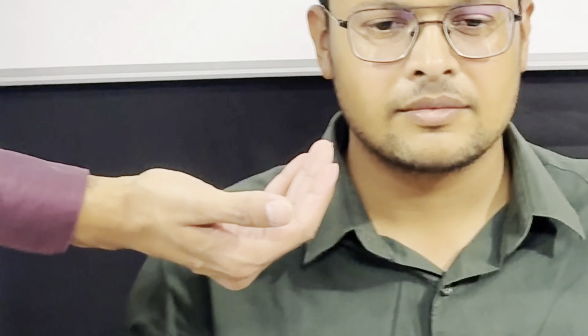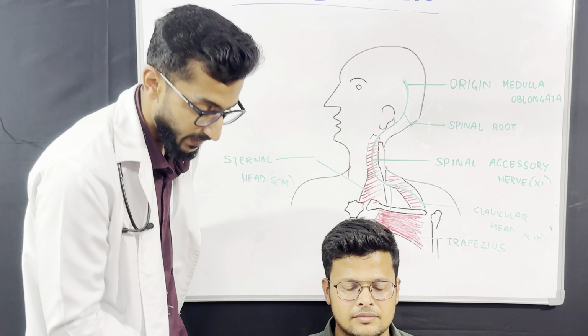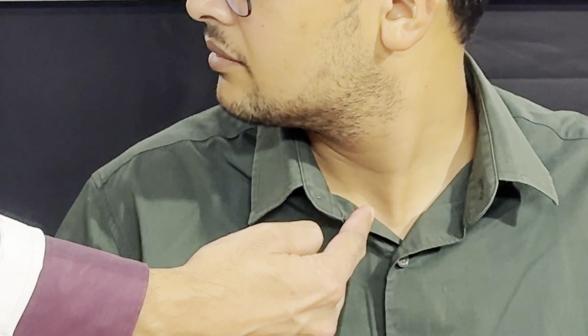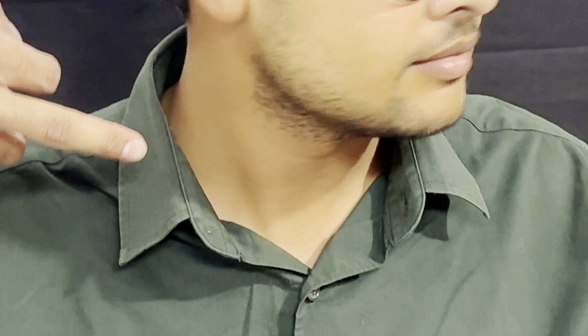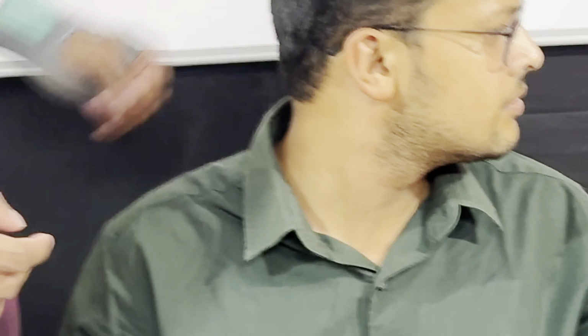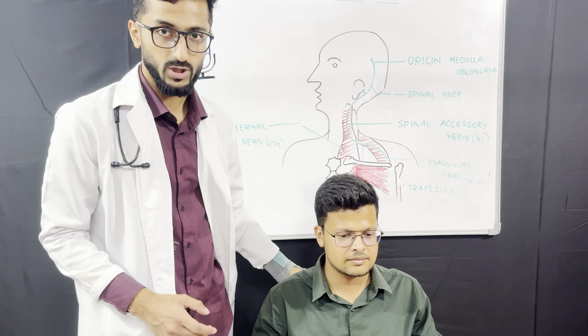We'll ask the patient to move towards the right side, and the left side sternocleidomastoid becomes prominent. Then we'll ask the patient to move towards the left side, the right side sternocleidomastoid becomes prominent. Now we'll look for the motor movement of the sternocleidomastoid.